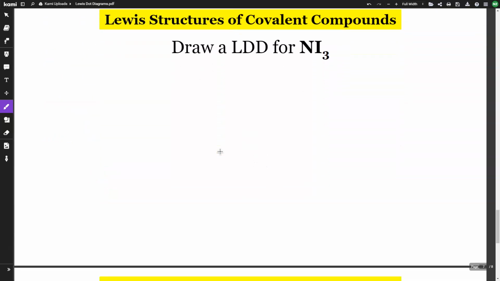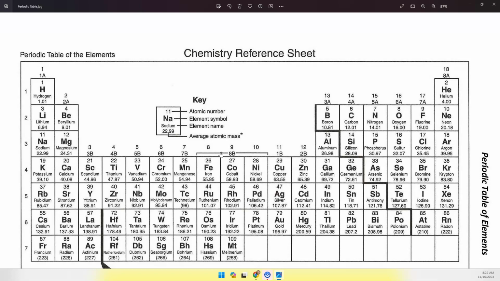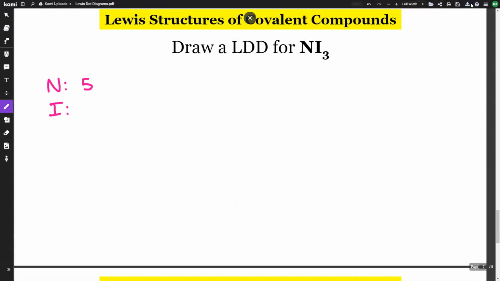Okay, this one's a little harder. Let's go through and let's count up all of our valence electrons. So we did nitrogen once already, and it was 5. Iodine is in group 7. It has 7 valence electrons. There are 3 of them. 7 times 3 is 21. If we add these up, it is 26.